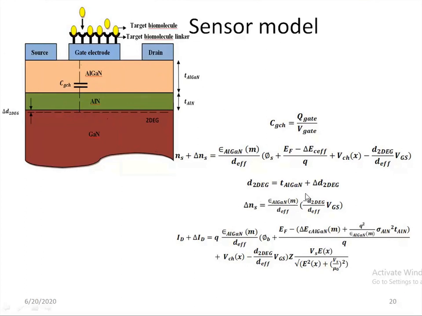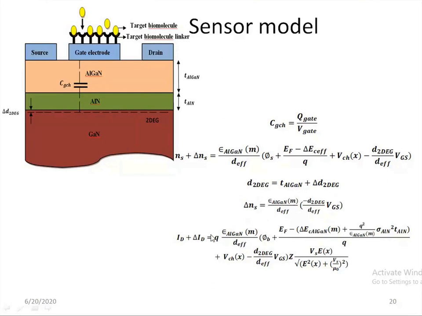Here we have written the equation for the variation in the 2DEG, that is delta NS, which is equal to this term in the equation. We have used a linear kind of modeling based on the VGS increase and decrease on bioimmobilization, and we have derived an equation for ID plus delta ID. So we have that ID equation.